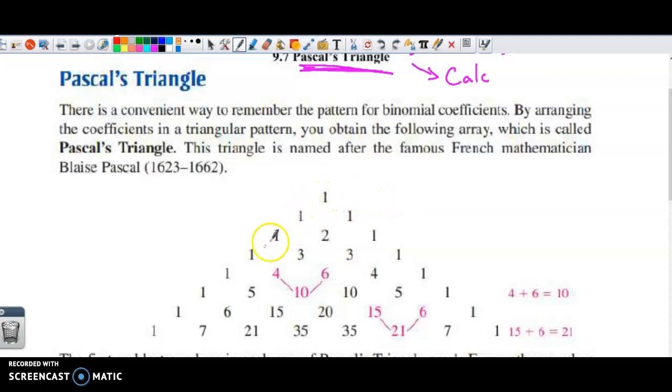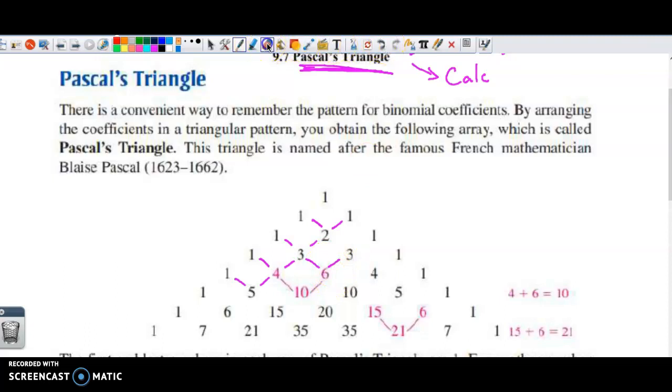So if you notice, it's a triangle where the outsides are all 1. So that's given to you. Well, to get the next number down, you add the two numbers to the top left and the top right. So 1 plus 1 gives me 2. 1 plus 2 gives me 3. 1 plus 3 gives me 4. 1 plus 4 gives me 5. 3 plus 3 gives me 6.